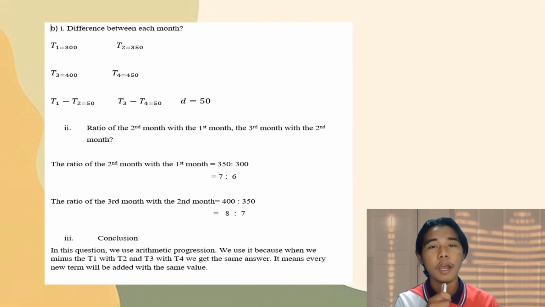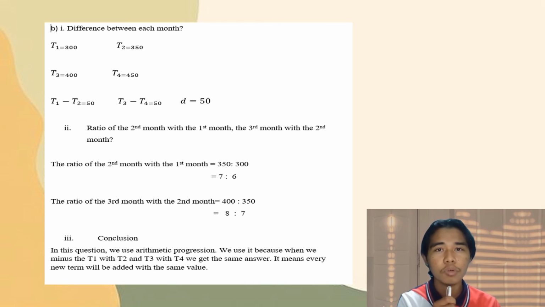Alright, I will continue the presentation by explaining the solution of question 2b. In 2b Roman 1, the question asks about the difference between each month. To get the difference for each month, we have to find the values of T1, T2, T3, and T4. After getting the values, we have to subtract T1 from T2 and T3 from T4. Then we will get the difference, which is 50.